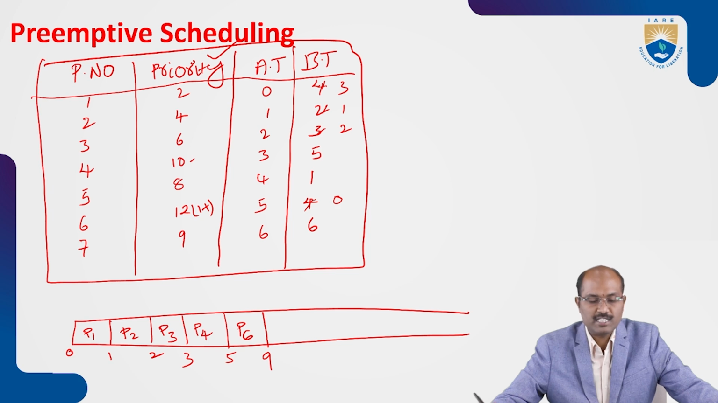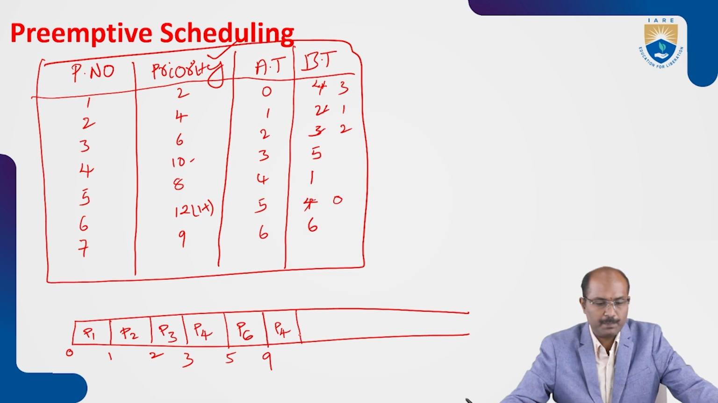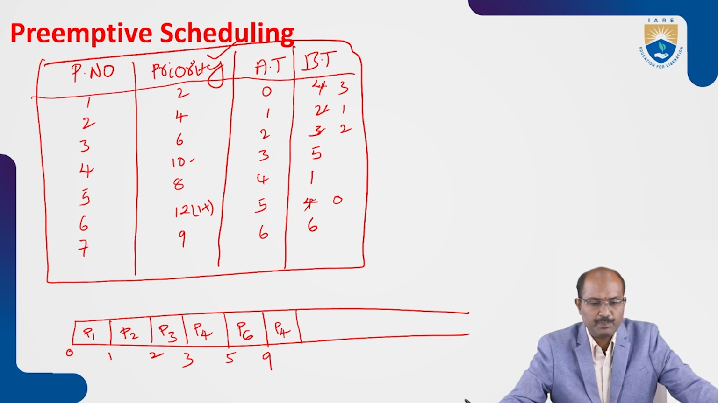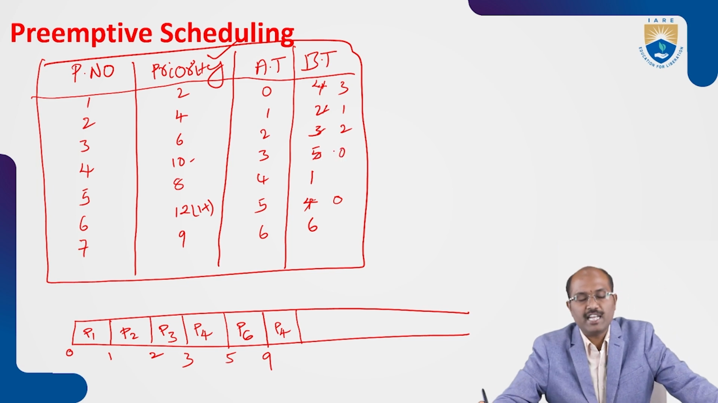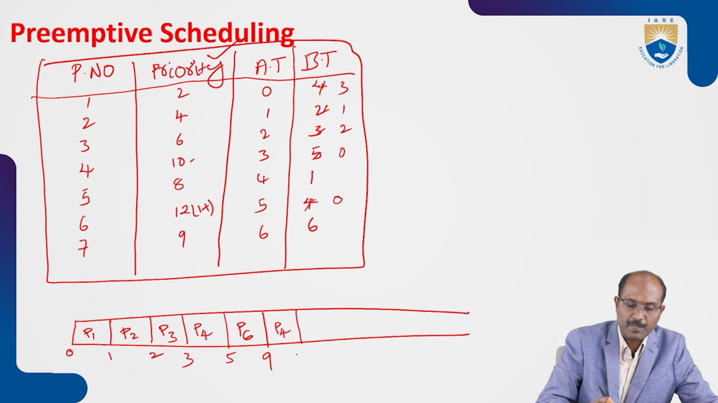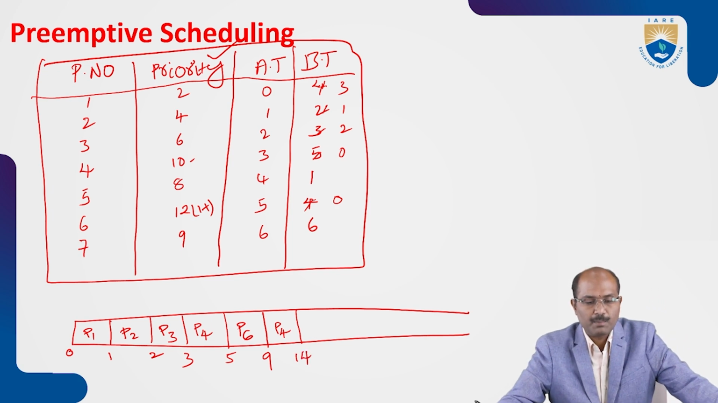Then P4 is submitted to the CPU in the Gantt chart. P4 executes completely. P4 burst time is 5 units. So it completes the 5 units of burst time completely. So it becomes 14 units of time. Process P4 is completed because its priority is 10. That's why P4 is submitted to the CPU and executed completely.